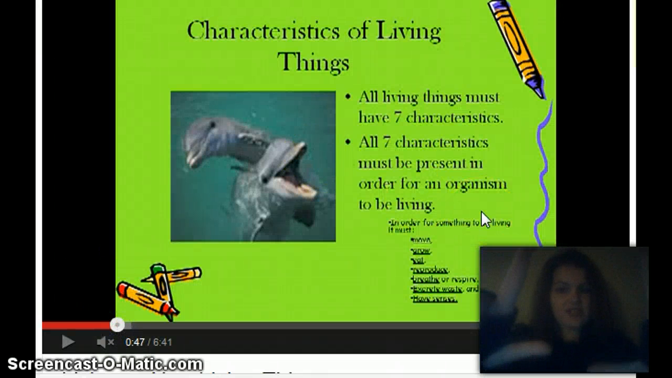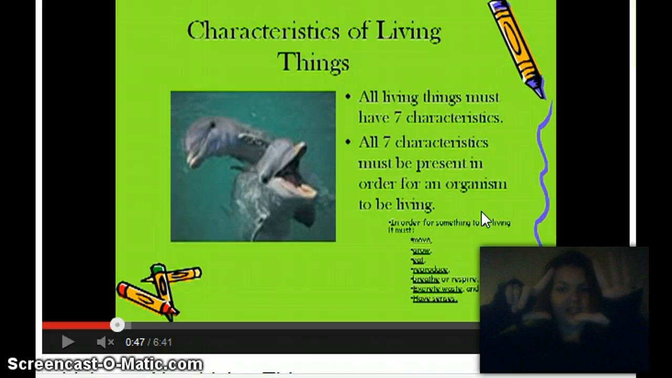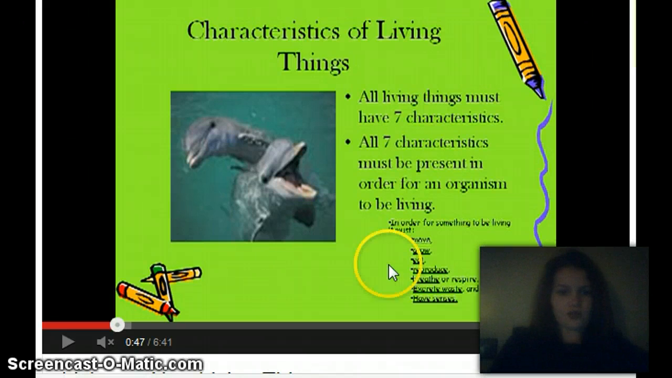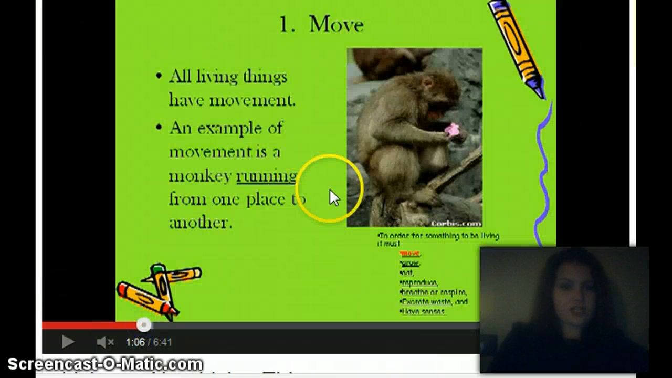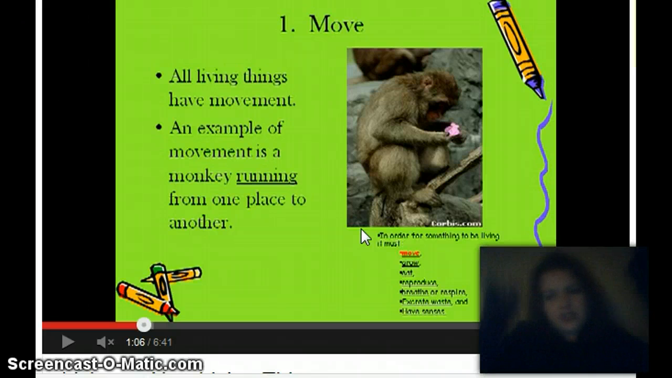We have seven characteristics that make a living thing. So, what are these 7 characteristics, you ask? Let's take a look right now. First one is movement. All living things have movement. An example of movement is a monkey running from one place to another. I find that quite funny because I'm just picturing right now a monkey just going back and forth, running, pacing back and forth. Another type of movement could be walking or swimming, or my favorite, dancing.